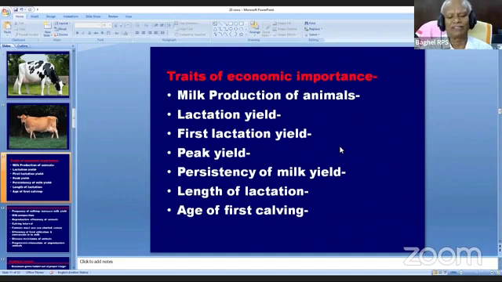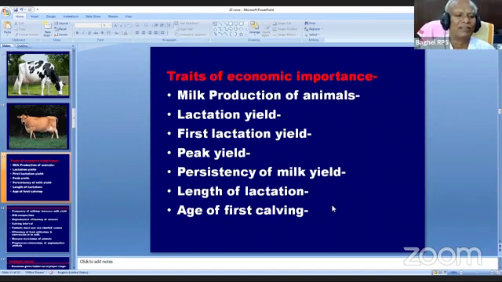The length of lactation. Normally, in the case of cows, we consider a length of lactation of 305 days. But if the length of lactation reduces, the overall productivity will reduce, and if the length of lactation increases, the productivity will certainly increase. So one should keep that in mind.